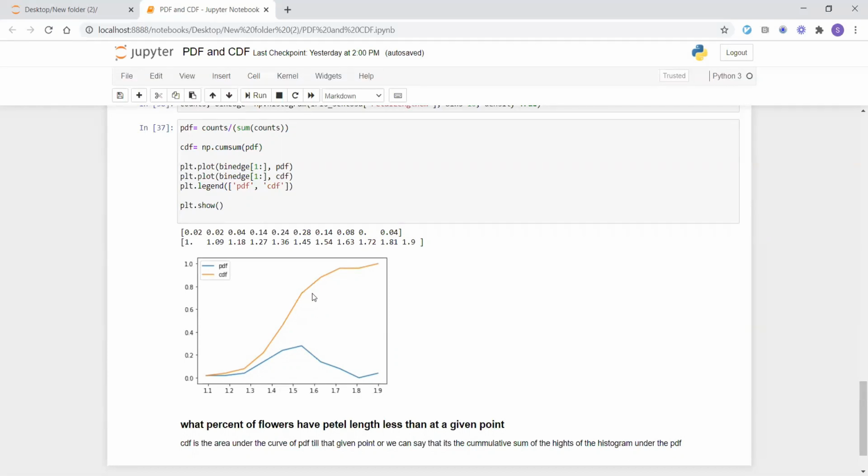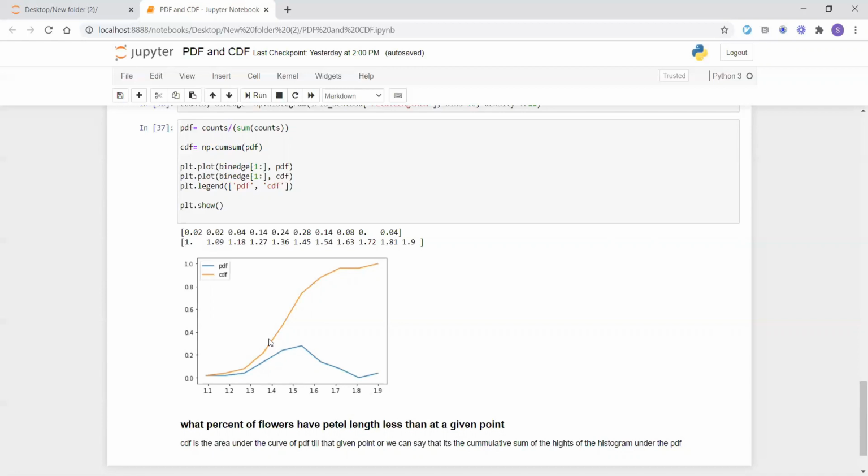Like if someone asks you, what is the count of the flowers that have a petal length less than 1.4 centimeters, then we can look from here and go up, and tell the other person that almost 30% of the flowers have a petal length less than 1.4 centimeters. So guys, it is very easy to understand the term CDF from this example.